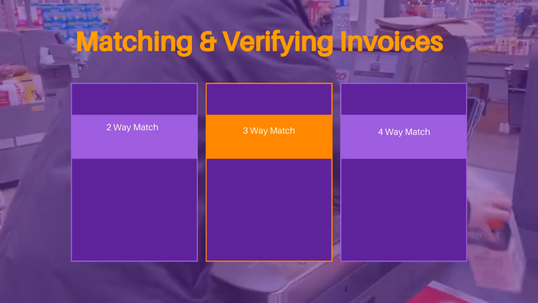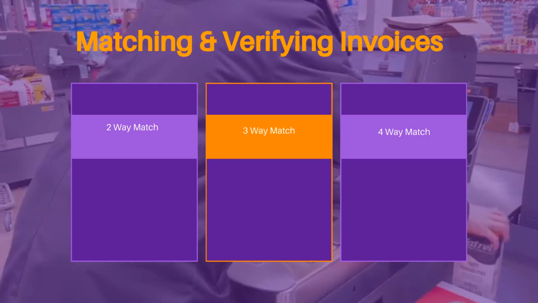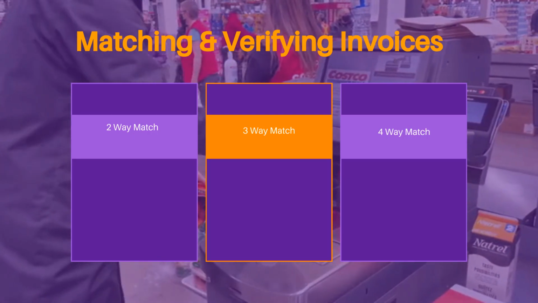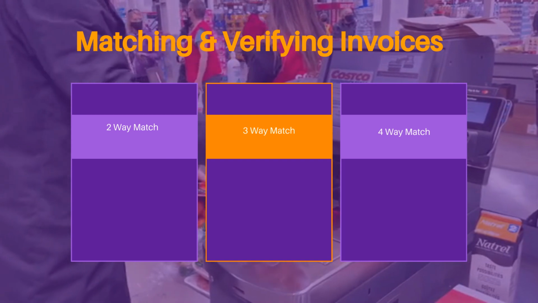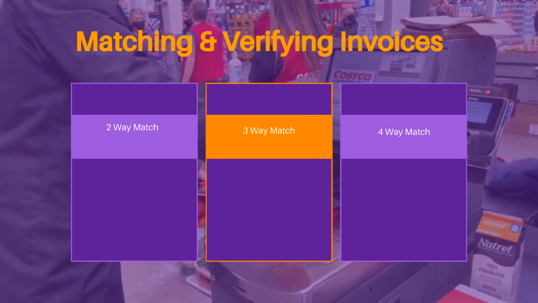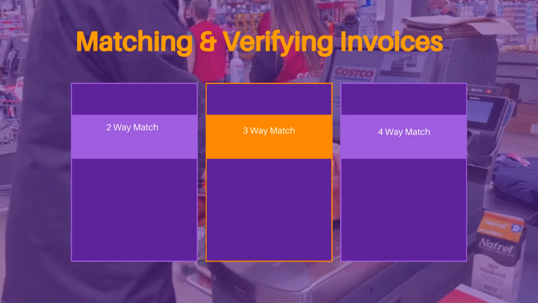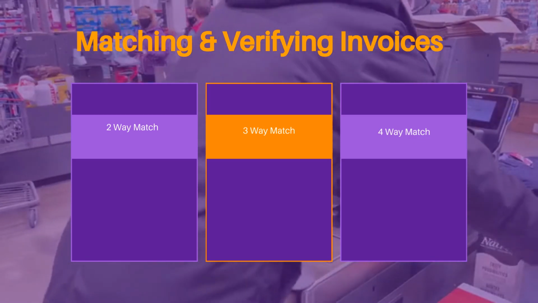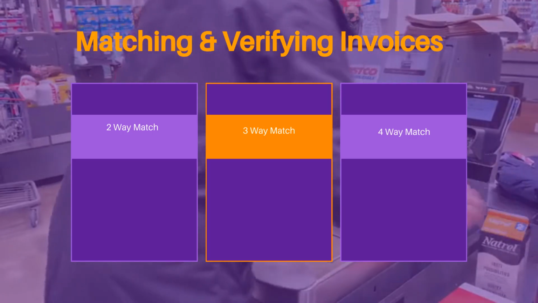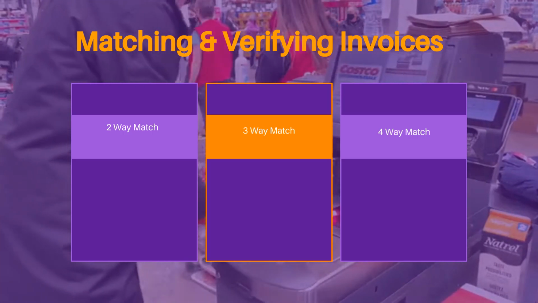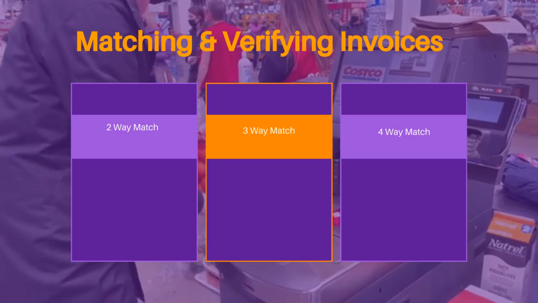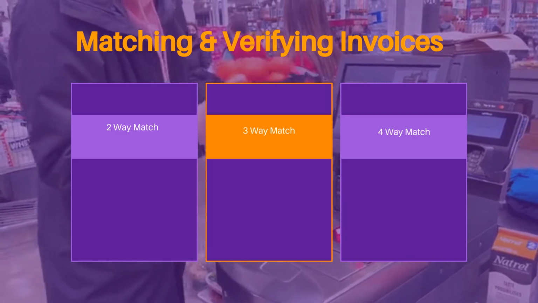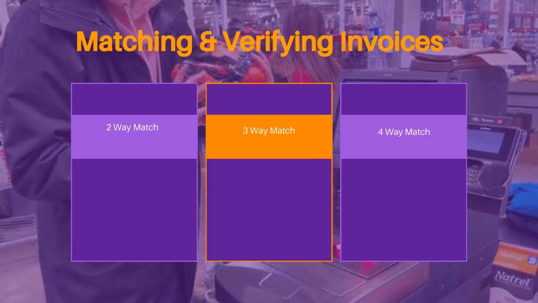A two-way match compares the purchase order, specifically what was ordered, with the invoice, that is what the vendor is billing. If the item, quantity, and price on the invoice match what was on the original order, the invoice gets approved for payment. This method is faster and simpler but doesn't check whether the store actually received the items. It's often used when there's high trust between buyer and vendor or for recurring orders with consistent delivery.